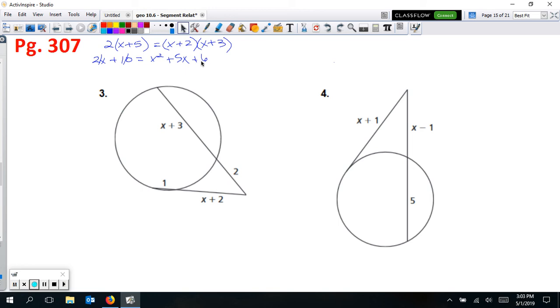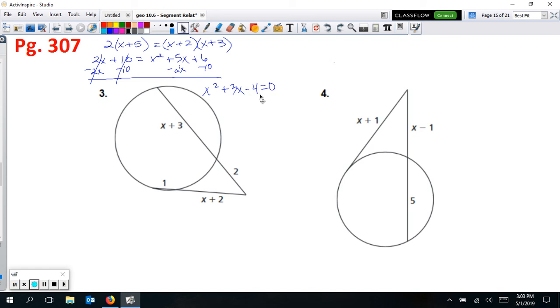And so now we're going to bring things over. I'm going to subtract this 2x. I'm going to subtract 10 from both sides. That cancels them on this side and brings them over to here. I do have a quadratic now, so I just have x squared. These two combine to give me 3x. And this combines to give me negative 4. So I now have x squared plus 3x minus 4 is equal to 0.